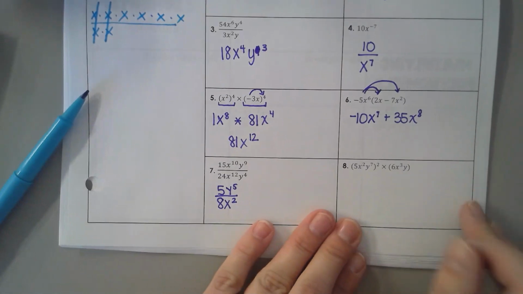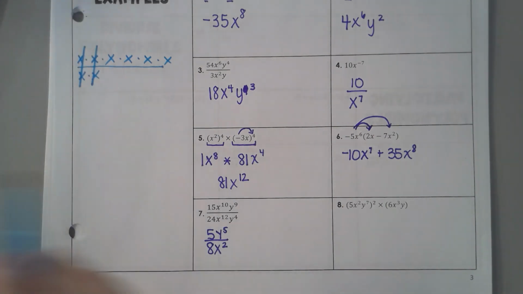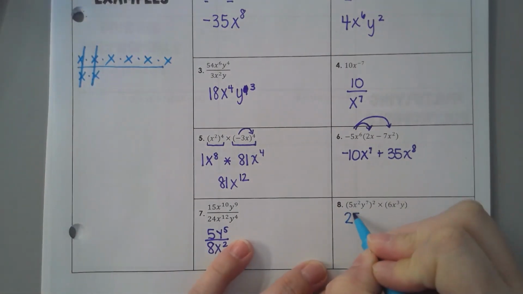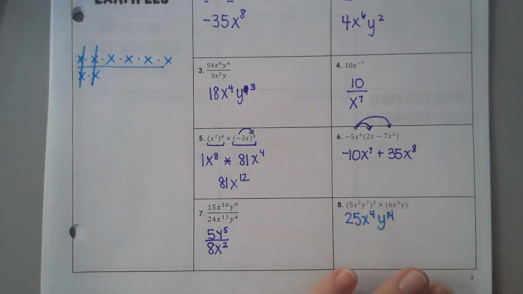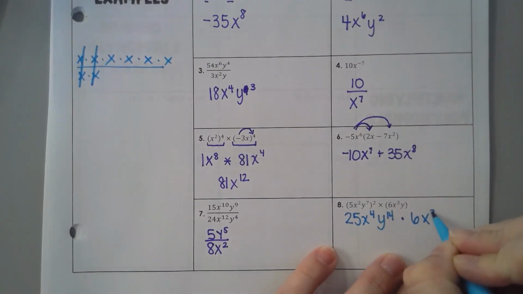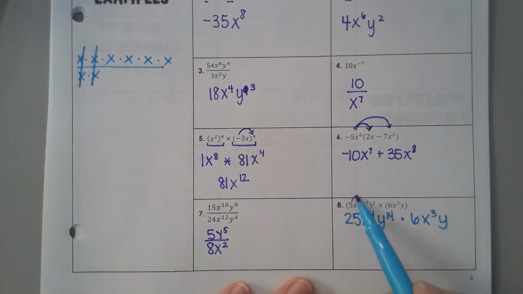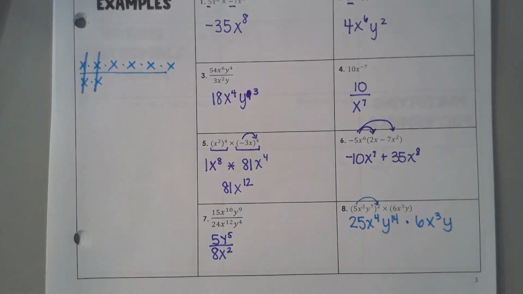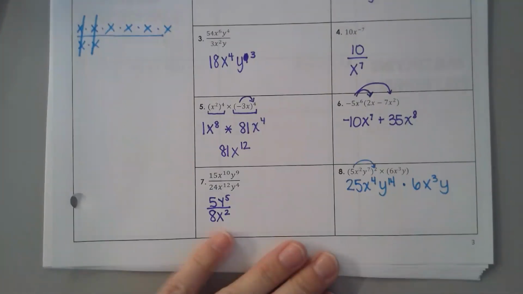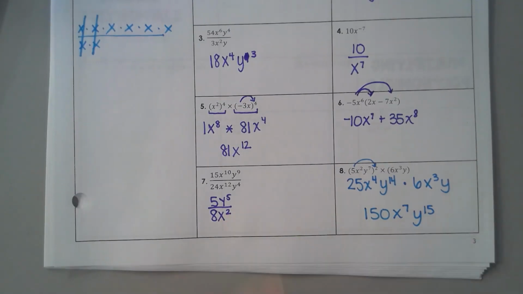All right, last one, I want you to try this one by yourself. So you should have first written down 25 x to the 4th y to the 14th times 6x cubed y. Because 5 squared, the numbers in the front, you do the normal operations. So the 5 is just being raised to the 2nd power. And this would be 150 x to the 7th y to the 15th. Any questions on that?